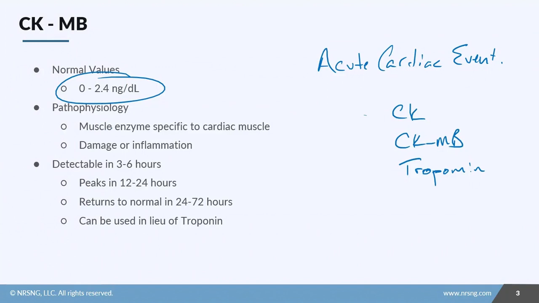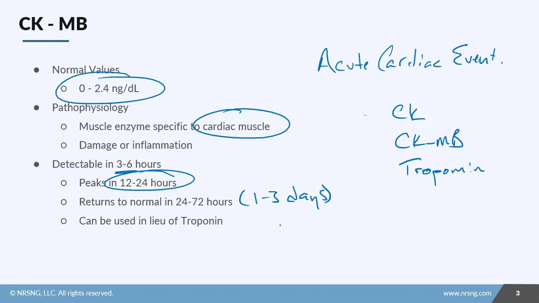But because CKMB is specific to that cardiac muscle, it helps us test if there's some sort of heart injury happening. So it's released into the bloodstream, and it's usually detectable in 3 to 6 hours and often peaks at 12 to 24 hours. It starts to return to normal levels in about 1 to 3 days. The cool thing about this is it can actually help identify heart attacks for some patients if there's no troponin available. If, for whatever reason, you can't get a troponin on your patient, you can send this out, and this helps to get an idea if there was some sort of cardiac event going on.